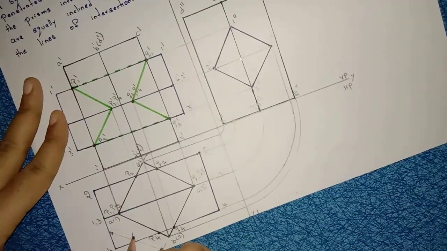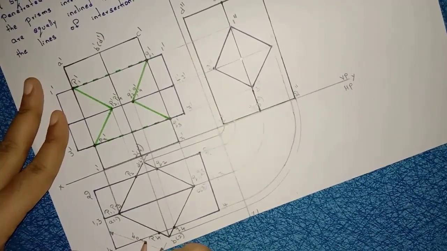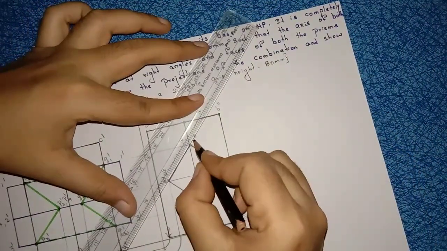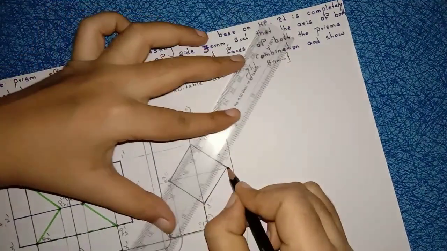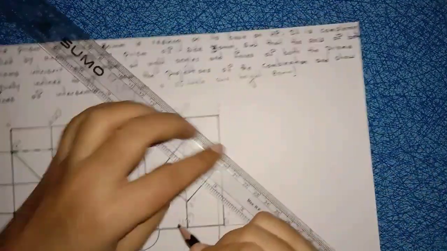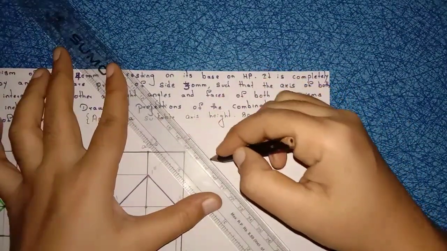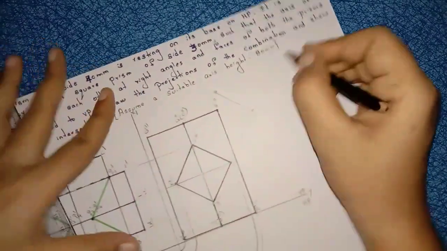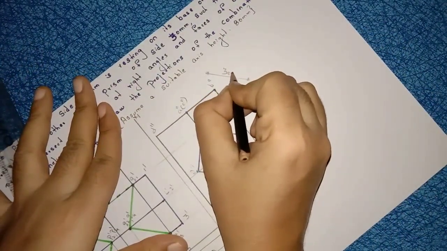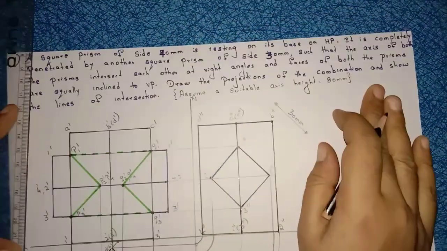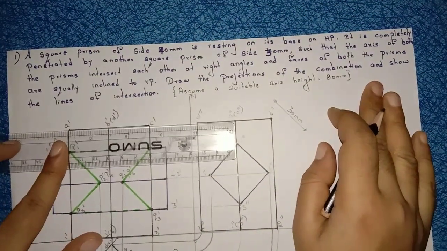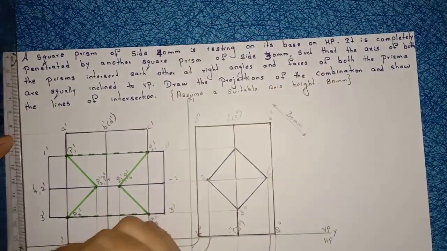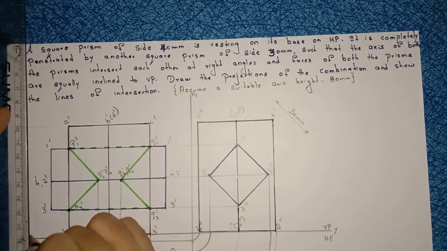Length of this square is here 40 mm, right? And again here length of this square is 30 mm. We have assumed the axis height as 80 mm. So take here axis height 80 mm.